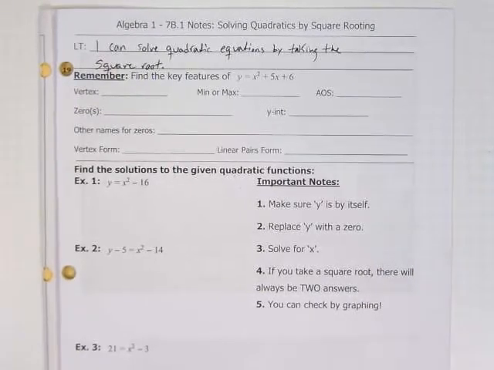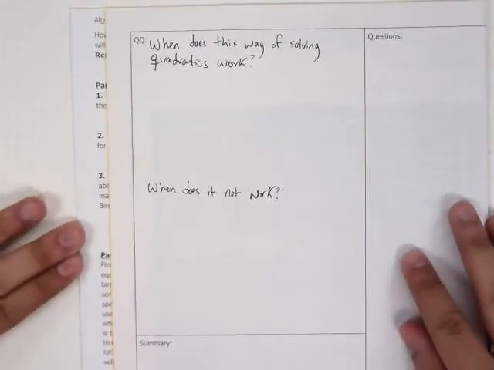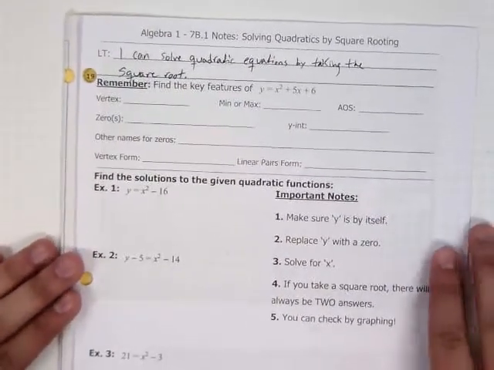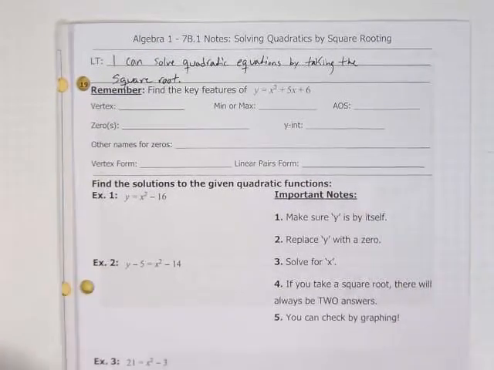7B.1, solving quadratics by taking square root. Here's a quality question and the learning target. If you need more time to look at it, please rewind and pause. Starting with the first equation. Just a quick reminder of what we did before spring break.